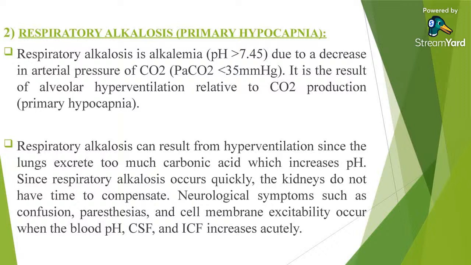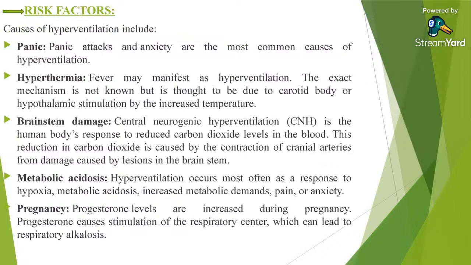Neurological symptoms such as confusion, paresthesia, and cell membrane excitability occur when the pH of the blood, CSF, and ICF increases acutely. Here are the causes of hyperventilation. Panic: panic attacks and anxiety are the most common causes of hyperventilation. Another is hyperthermia. Fever may manifest as hyperventilation. The exact mechanism is not known but is thought to be due to carotid body or hypothalamic stimulation by the increased temperature in our body.